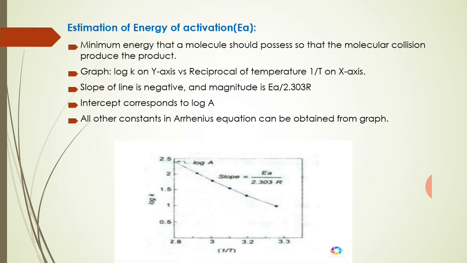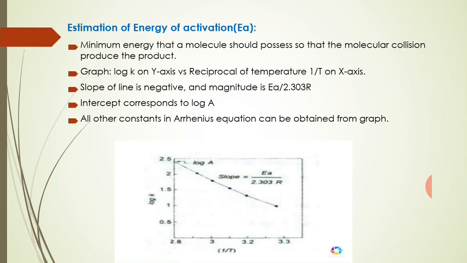Here we get a slope which is negative, and the magnitude of the slope is Ea divided by 2.303 R, and the intercept corresponds to log A. All the other constants in the Arrhenius equation can be obtained from the graph. So these are the methods for estimating the energy of activation.